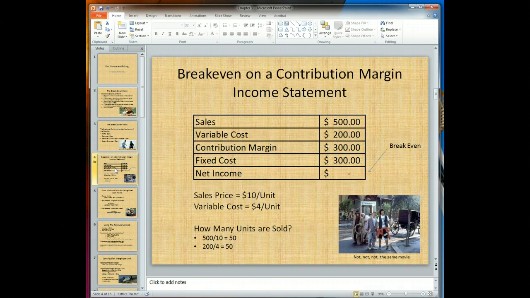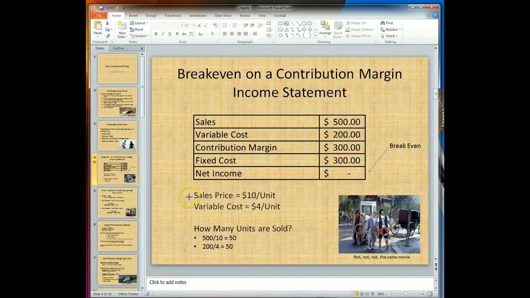Break-even on a contribution margin income statement looks like this. It's very nice. What you have here is, and I think I just made these numbers up, you have $500 worth of sales, $200 worth of variable costs, gives you $300 of contribution margin. Sales minus variable costs. If you have $300 worth of fixed costs, look at that, your net income is sitting at zero. That's great because we call that break-even.